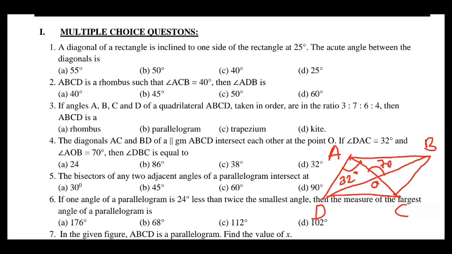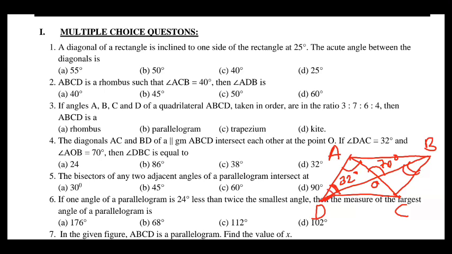This is same as the previous one we had solved. External angle is equal to sum of interior opposite angles. Now they are asking what is angle DBC. How will you find angle DBC? If you find this angle ADC, then DBC will be same as ADC. Correct? Correct beta? Yes.